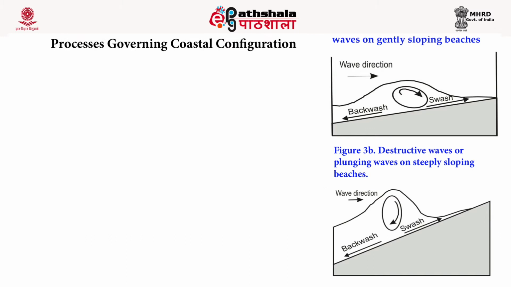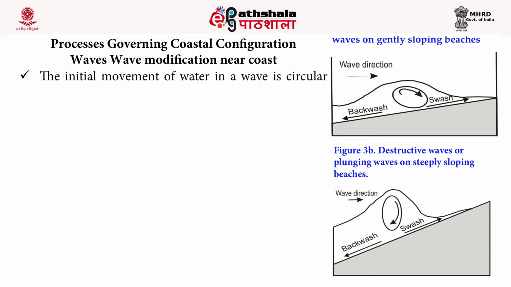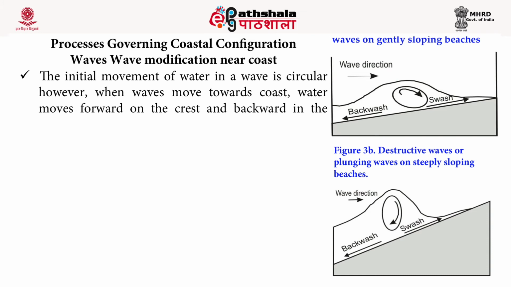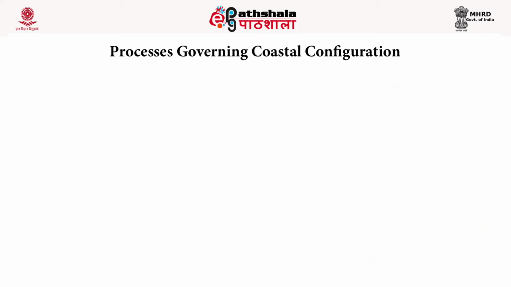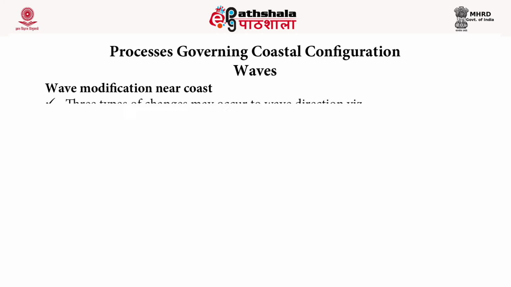The initial movement of water in a wave is circular. However, when waves move towards the coast, water moves forward on the crest and backward in the trough. That changes its circular form to elliptical. Wave steepness is an important factor responsible for making waves either constructive or destructive. Three types of changes may occur to the wave direction: wave reflection, wave refraction, and wave diffraction.